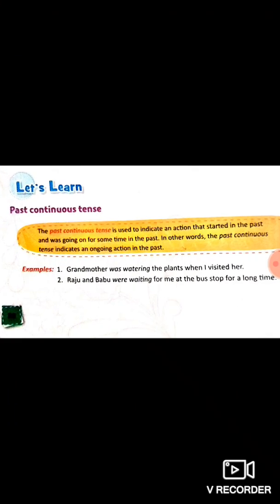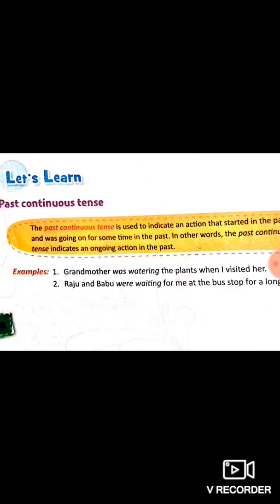Now, moving on to the past continuous tense, children. What is the past continuous tense? This kind of verb indicates an action that started in the past and continued for some time in the past. So, this past continuous tense indicates an ongoing action in the past. For example, look at the example given here. Grandmother was watering the plants when I visited her.